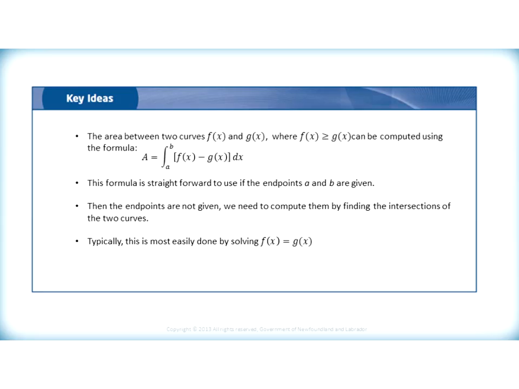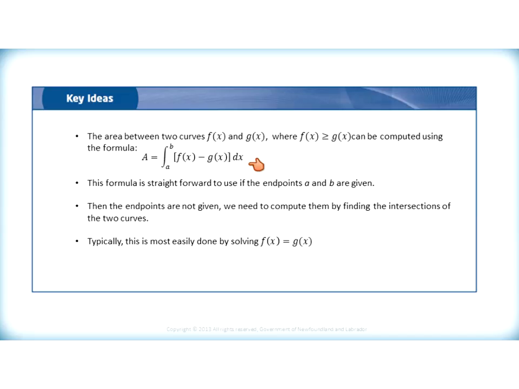So let's summarize the last section of Unit 7 here. The area between two curves f and g, where f is the greater of the two above it on the graph, can be computed using this formula. So there's the formula that we figured out at the beginning. This formula is straightforward to use if the endpoints a and b are given.